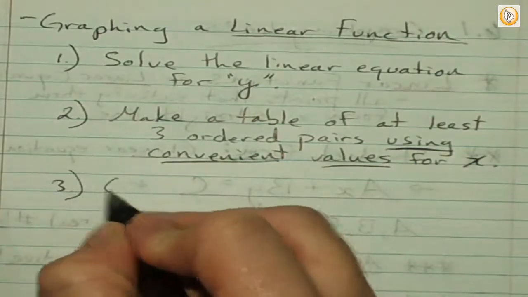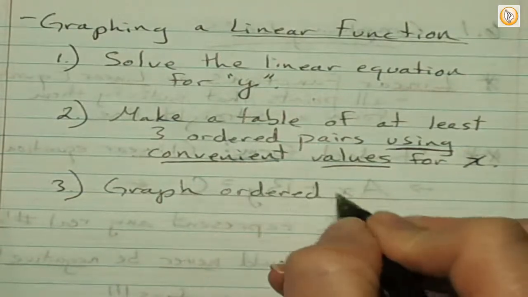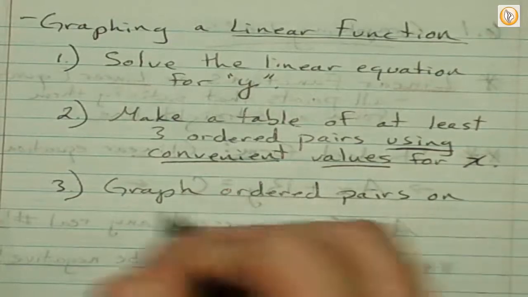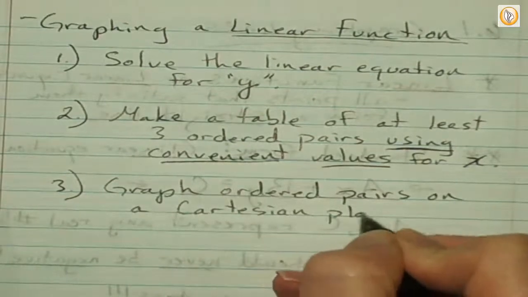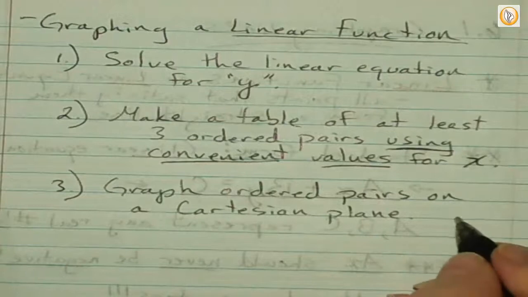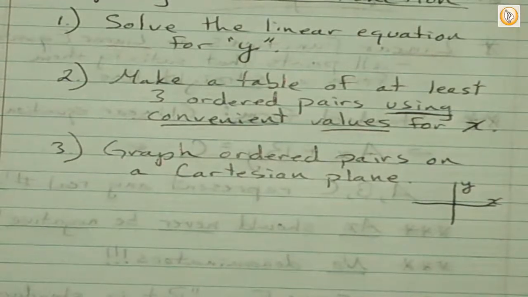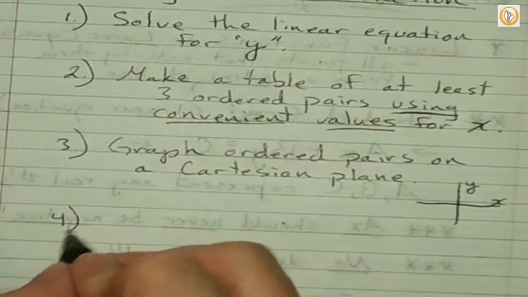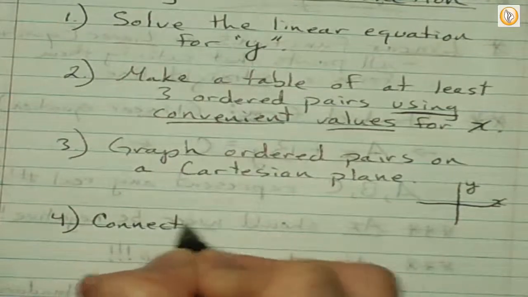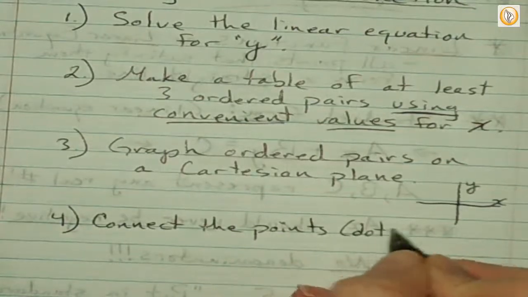Step 3, graph ordered pairs on a Cartesian plane. Y'all know what that is. Cartesian plane, in case you forgot, looks like this. Franz, I do not see all this on your paper. And step 4, connect the dots. Connect the points or the dots, whatever you want to call it.